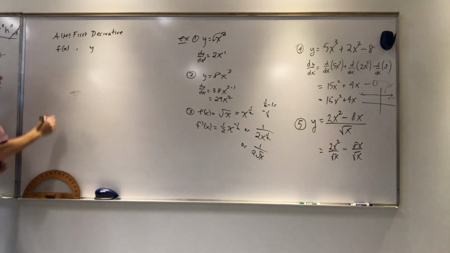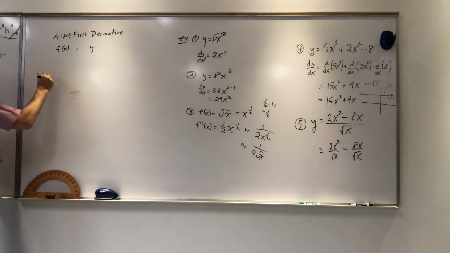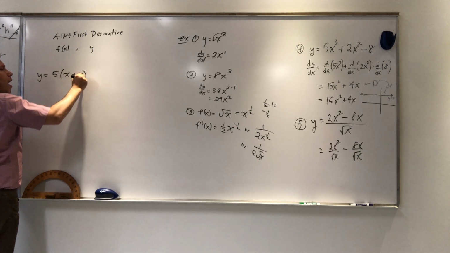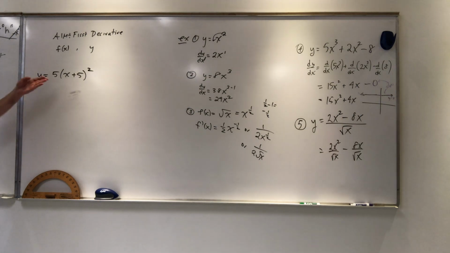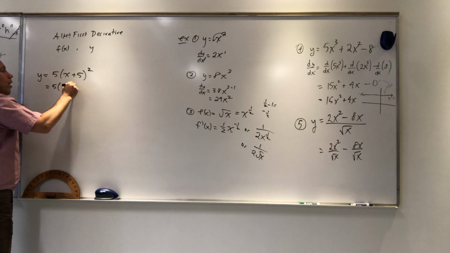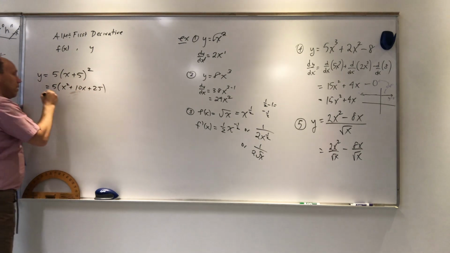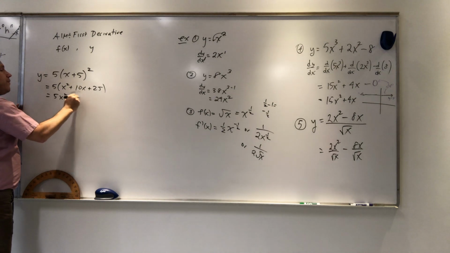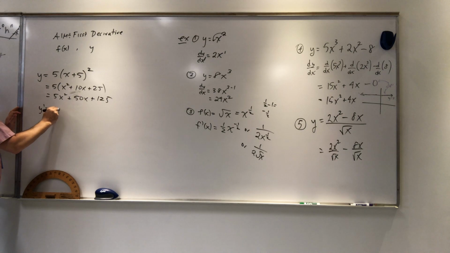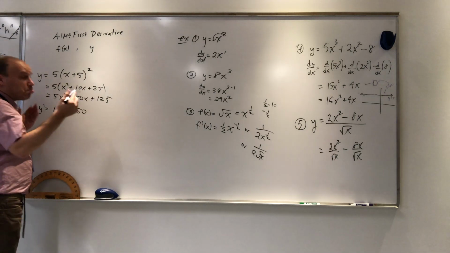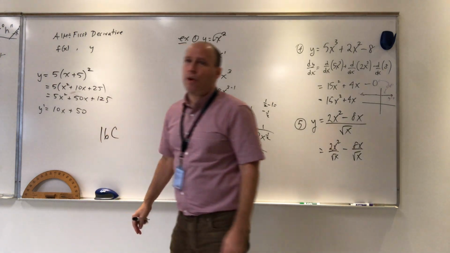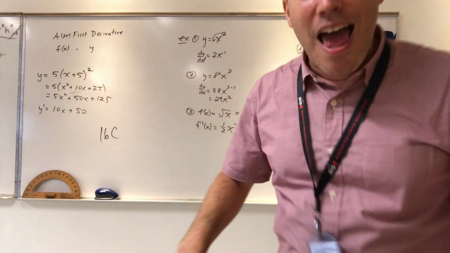When they say, y equals 5 times (x plus 5) squared, you go, I don't know how to do that. Well, for right now, you expand it out. x squared plus 10x plus 25. 5x squared plus 50x plus 125, and the derivative is 10x plus 50. That's it. This is 16, it's just basically boring repetition. That's 16C. Thank you.